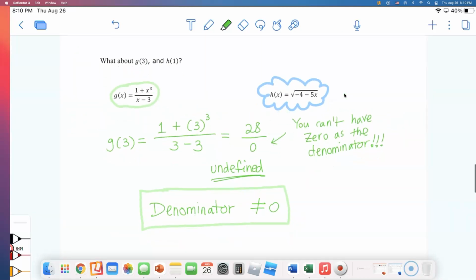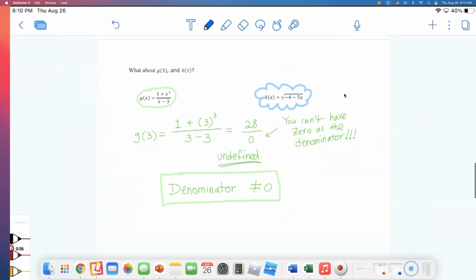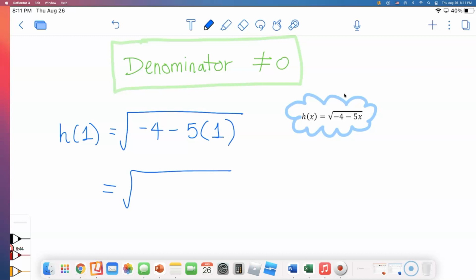Now let's look at the second one, h of 1. Let's see what kind of restrictions we have for square root functions. So what is h of 1? I'm going to plug in 1 into this function. So that's going to be the square root of -4 minus 5 times 1, right? That is the square root of -4 minus 5, because -5 times 1 is just -5.